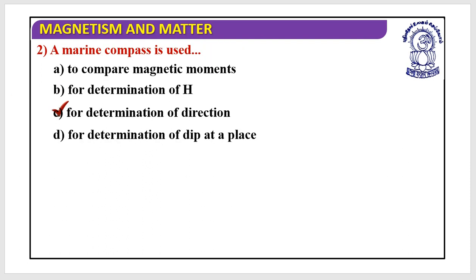Second, a marine compass is used. Why is a marine compass used? To compare magnetic moments? No. For determination of H? No. For determination of dip? No. It is for determination of direction. Yes, this would be the correct answer. I hope this is clear.